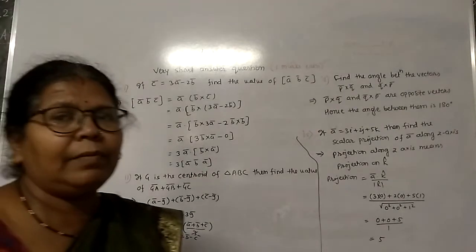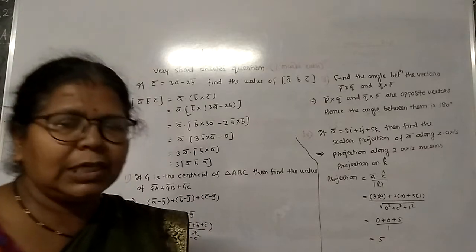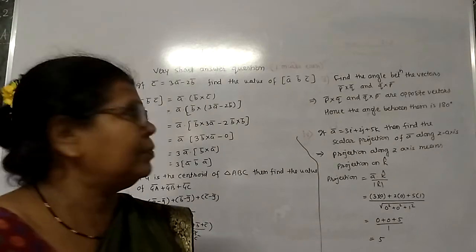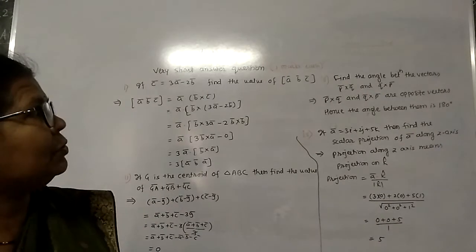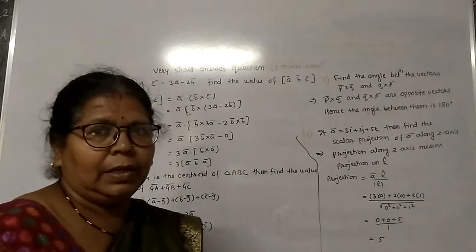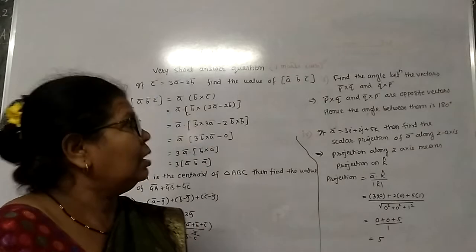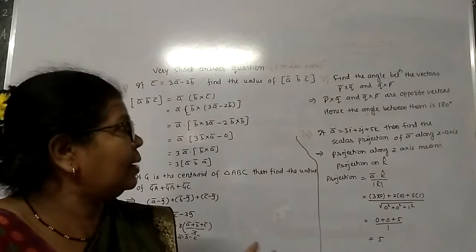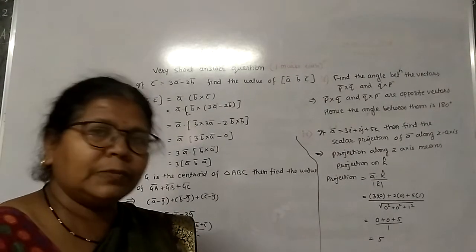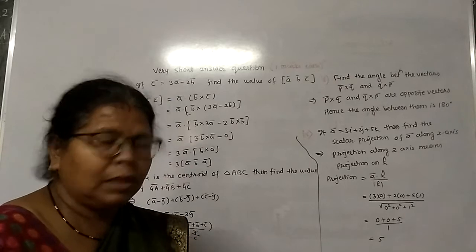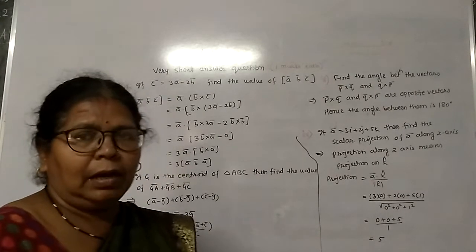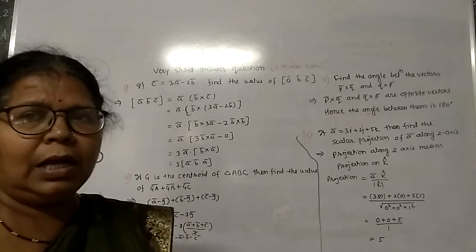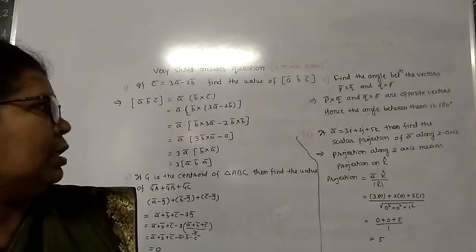It is a simple question of 1 mark, meaning it only checks your knowledge about the chapter. Find the angle between the vectors P bar cross Q bar and Q bar cross P bar. Here both are opposite vectors. P bar cross Q bar and Q bar cross P bar are both opposite vectors. Therefore the angle between them is 180 degrees. Opposite vectors form a straight line.